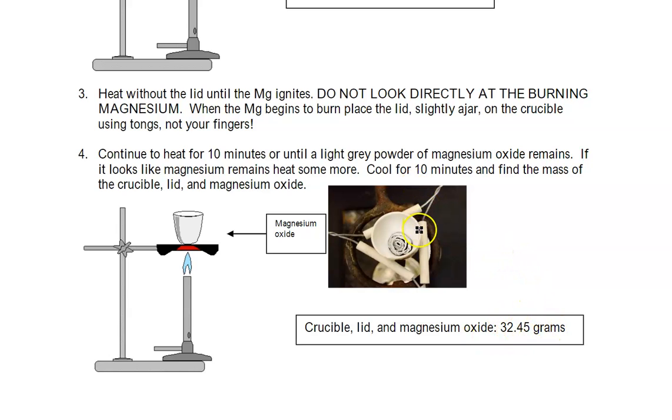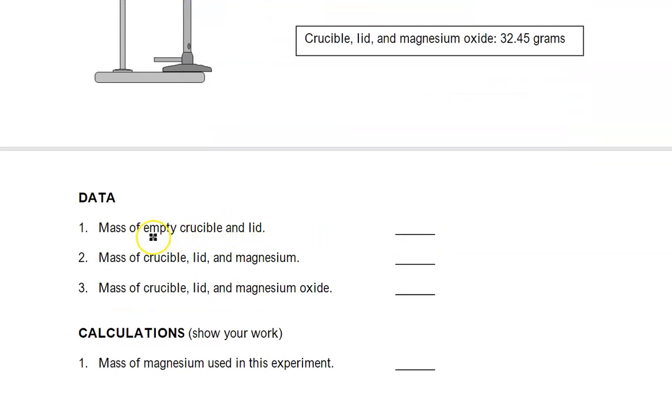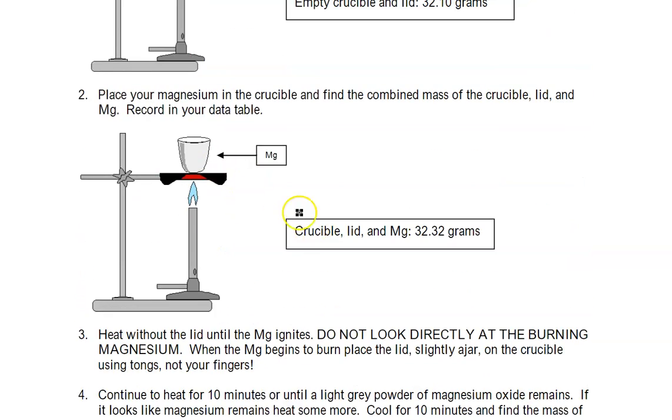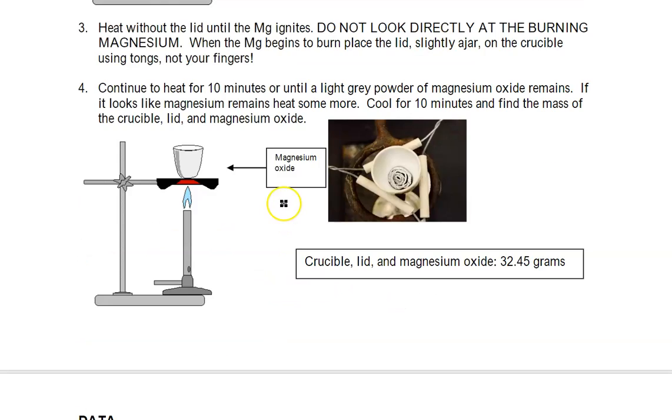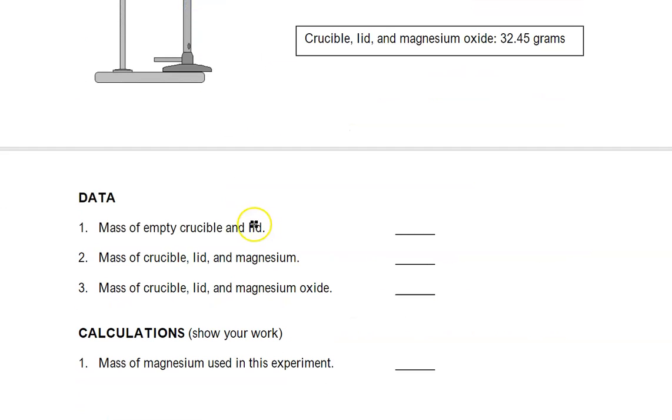Okay, so we only have 3 pieces of data here. So crucible and lid from step 1, mass of crucible lid and magnesium from step 2, mass of crucible lid and magnesium oxide from step 4. So the only difference here is we have our crucible and lid. Here's crucible lid with the magnesium. And after you burn it, the oxygen is added into it, crucible lid and magnesium oxide.